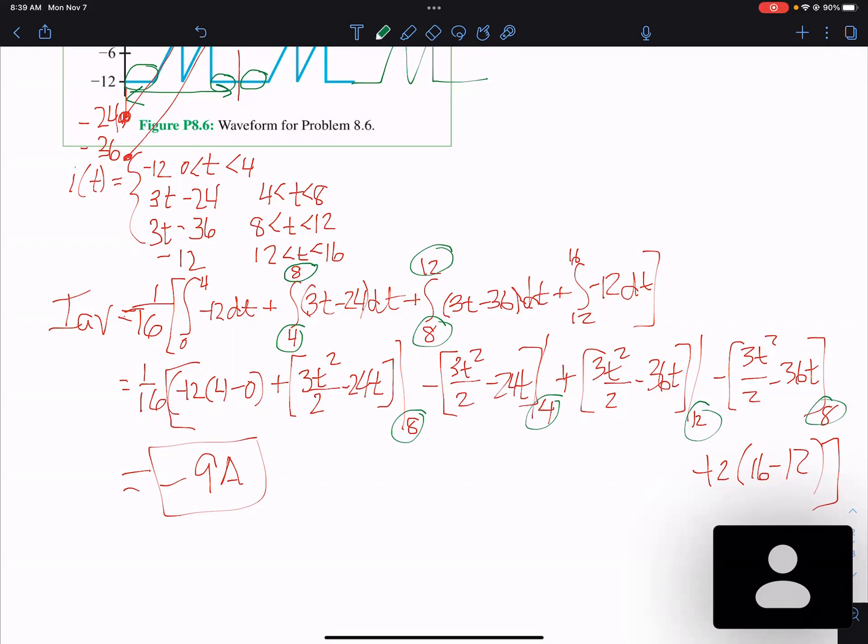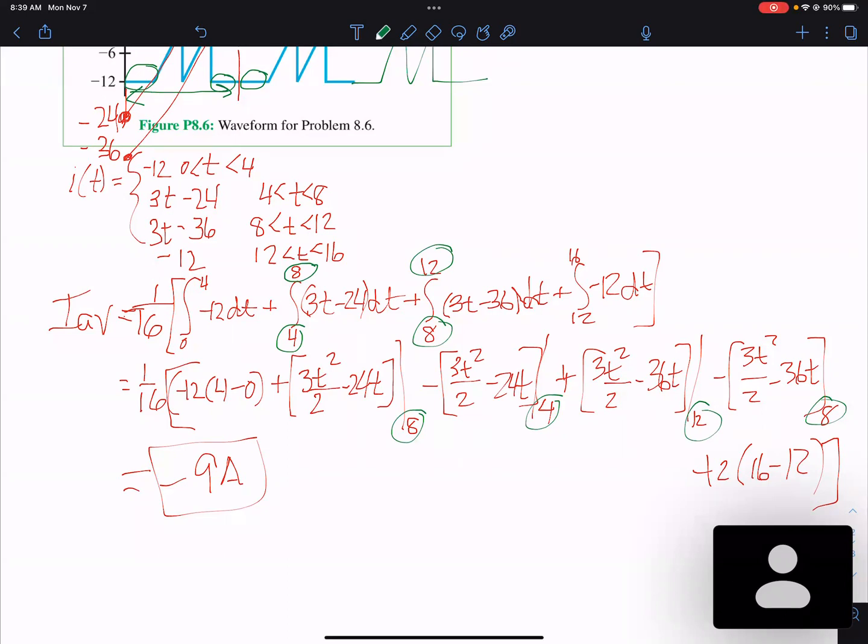The nice thing is if you have a sinusoid here, it goes to 0. So your average is going to be 0 if you have a sinusoid, unless it has a DC shift up or down. Then you would have an average from that one. All right, any other questions on finding the average of a signal?